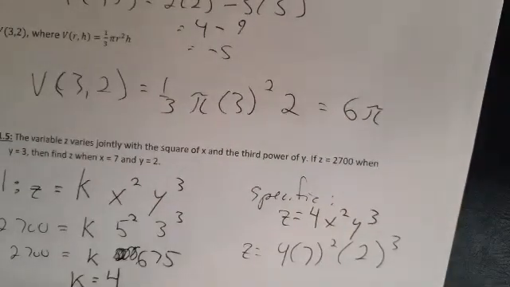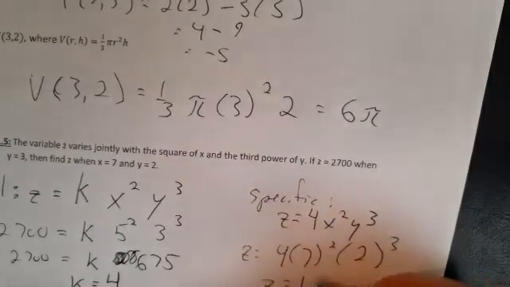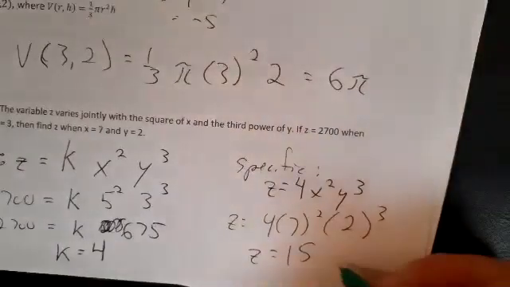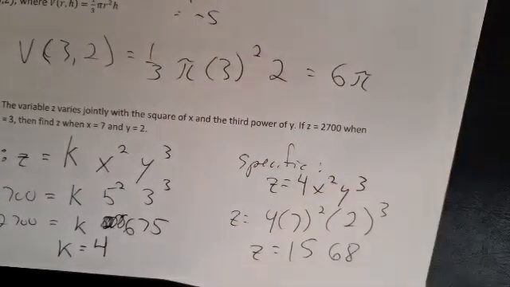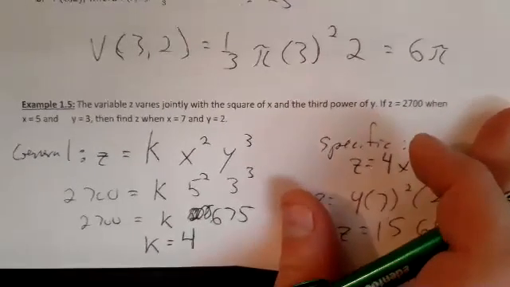Was that 8 times 49 times 4? 4 times 7 squared times what? 8. 1568, I believe. 1568. Get it all in there in one shot.